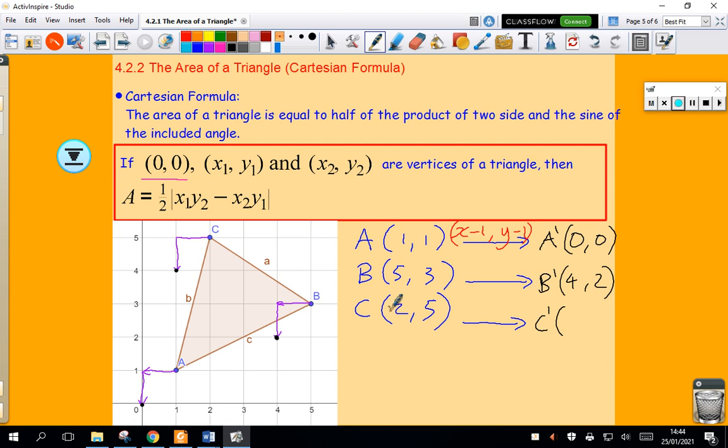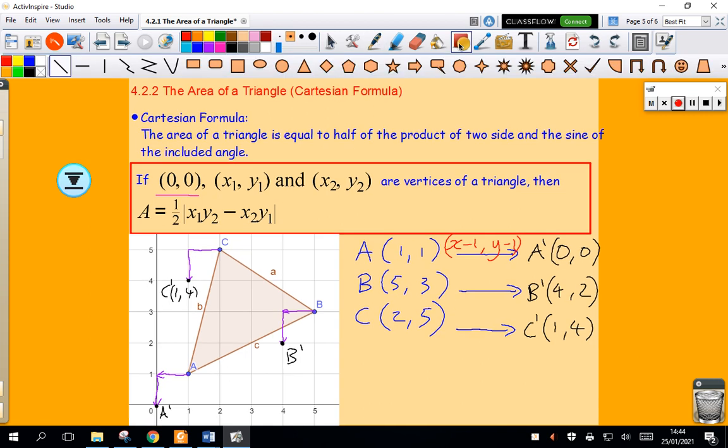Decrease the x coordinate by 1. Decrease the y coordinate by 1. It is 1, 4. And again, you can see those things there. A dash is at 0, 0. B dash is at 4, 2. C dash over here is at 1, 4. Okay? And if I draw in the new triangle here as best as I can, it's green here.